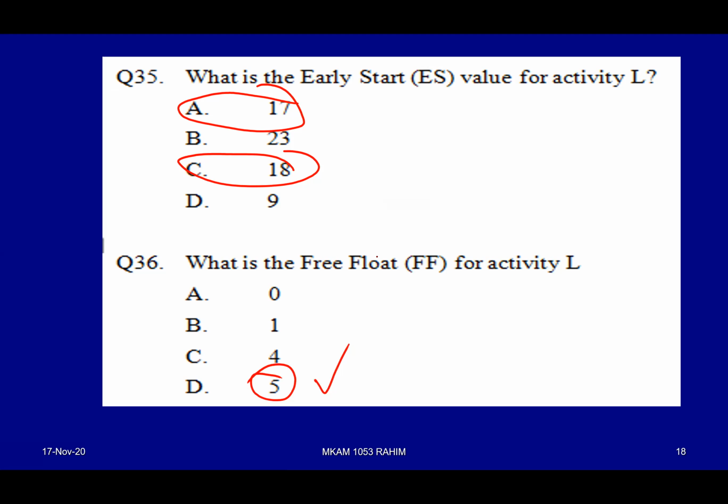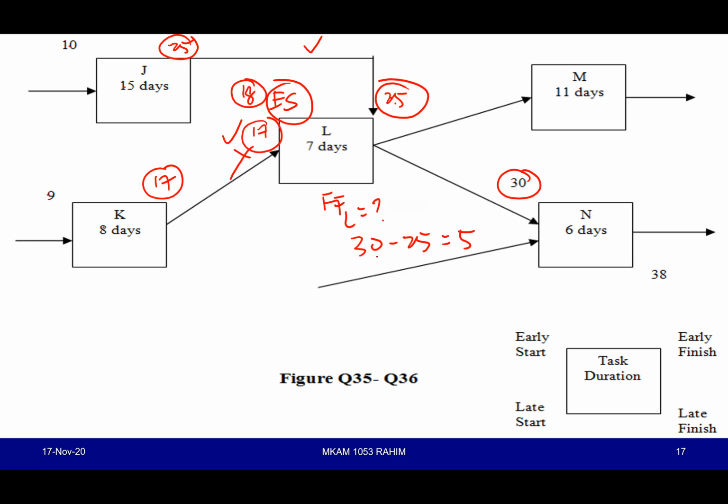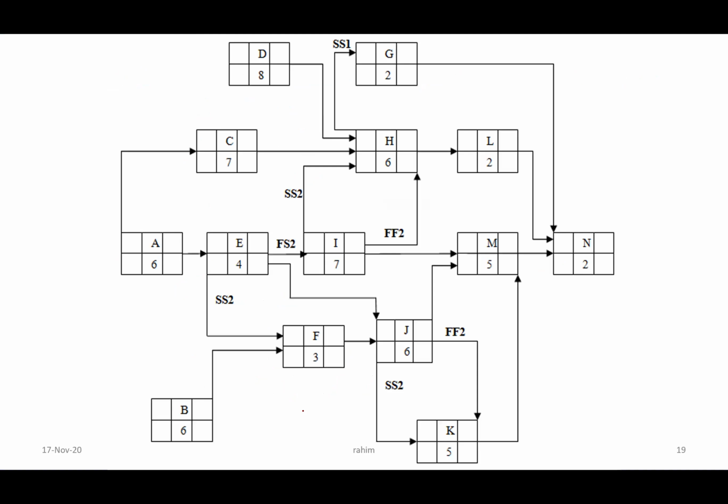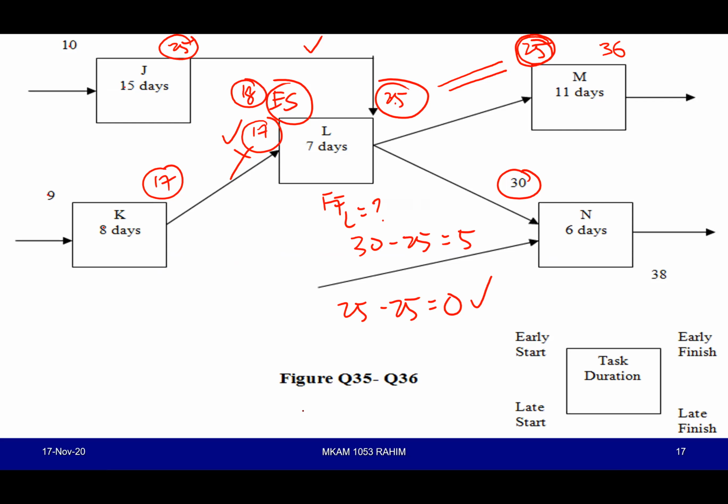You might take D as an answer. But you remember M is coming from L. So the early start of M will take after L, 25. 25 plus 11 is 36. You notice 25, so if you make comparison here, 25 minus 25 equivalent to 0. So the right answer is basically 0. It is not 5. That's an example of what we call a theoretical objective question.